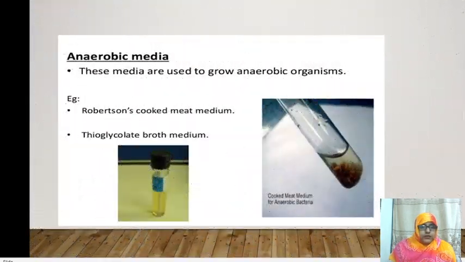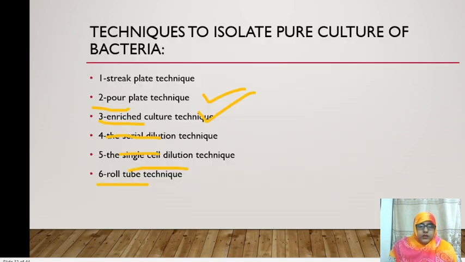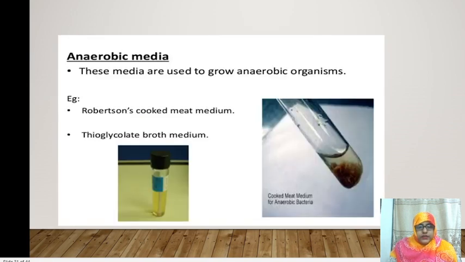Then anaerobic media. These media are used to grow anaerobic organisms, those organisms which survive in the absence of oxygen. For example, Robertson cooked meat medium and thioglycolate broth medium. We can see here cooked meat medium for anaerobic bacteria. These are specific types of media used to grow specific types of bacteria.